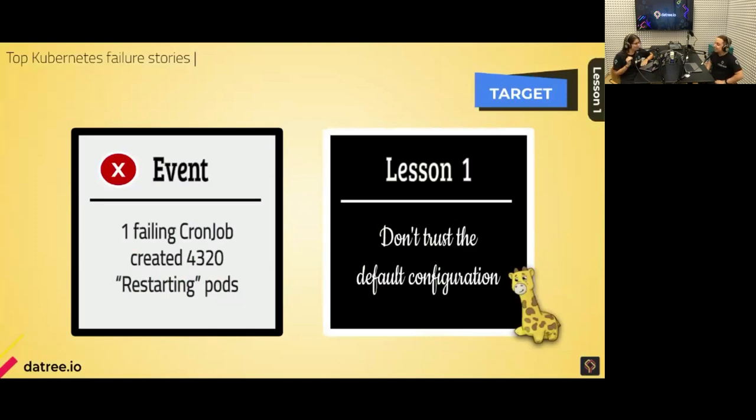The lesson is not only about cron job. Just because Kubernetes allows you to deploy a specific resource with a specific configuration, it doesn't mean that this is what you should do. And from my experience, in most cases, this is not the configuration that you should work with. But let's move forward to the next one.